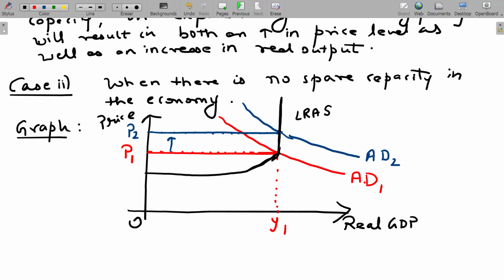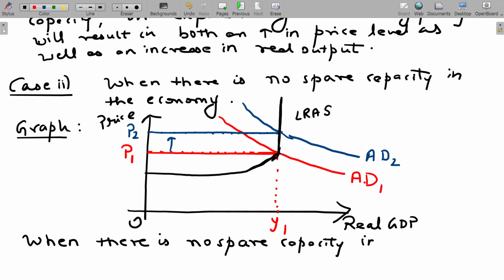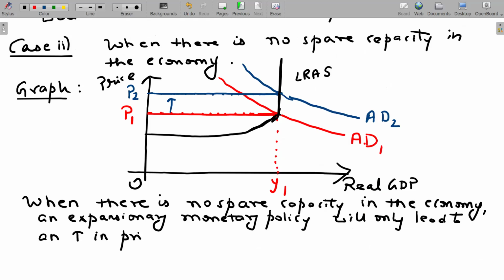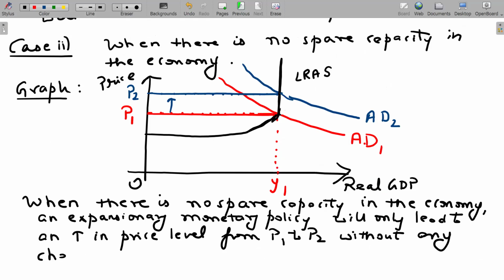So what we learn is that when there is no spare capacity in the economy, an expansionary monetary policy will only lead to an increase in the price level from P1 to P2, without any change in the real GDP. Okay, so I hope all students are clear with this.